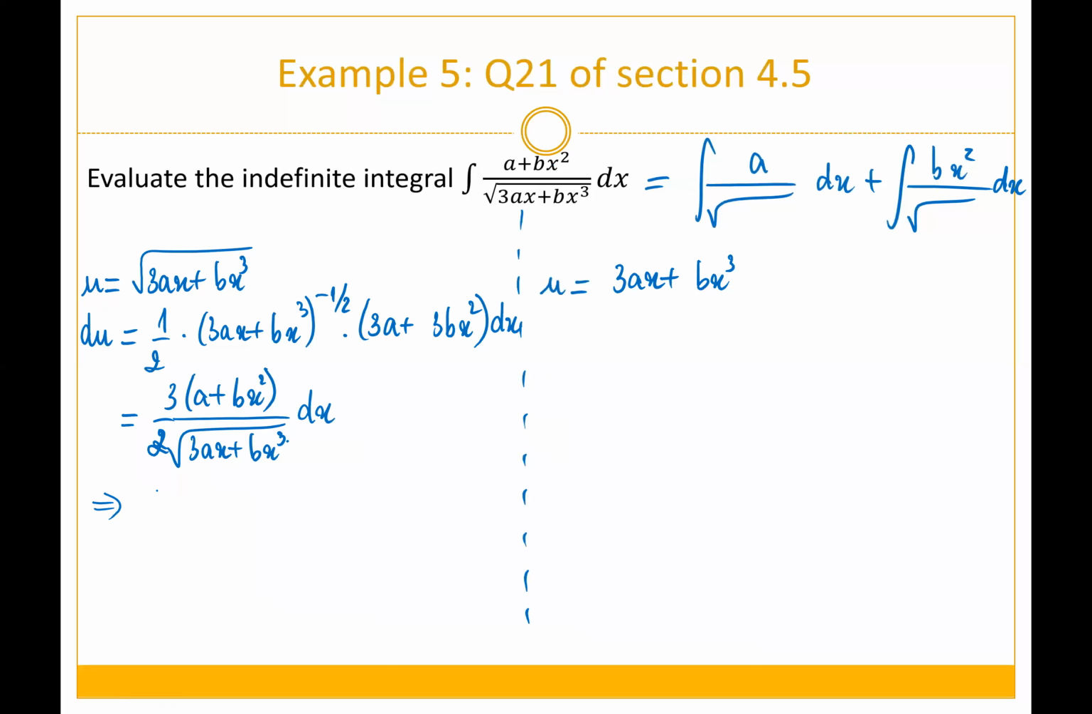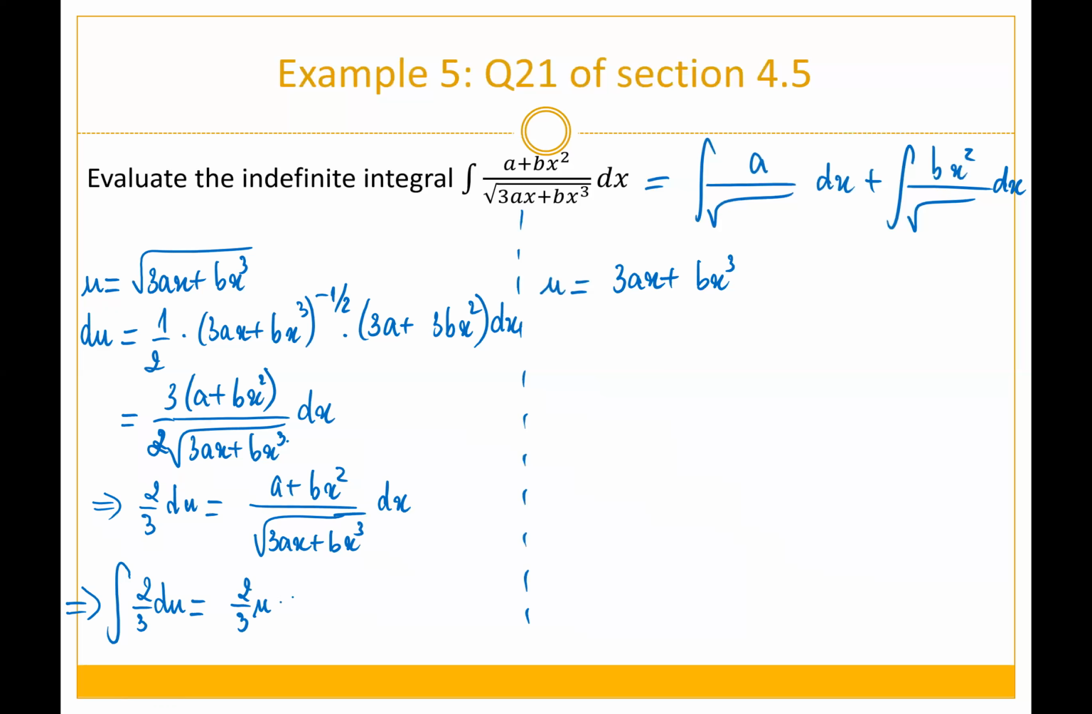So if we just do some algebra manipulation, this is what we're going to have. This one is going to be (a + bx squared) over the square root of (3ax + bx cubed) dx. And so now we already have the entire integral. So 2/3 du is going to be 2/3 u + c.